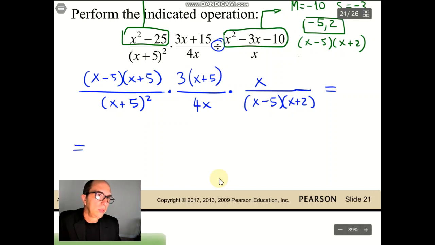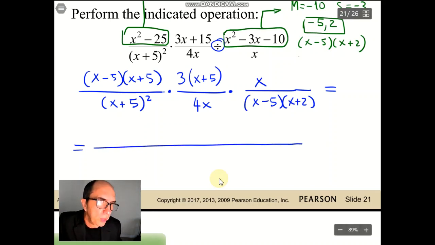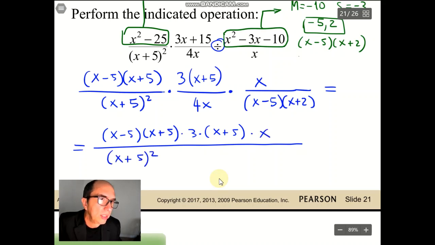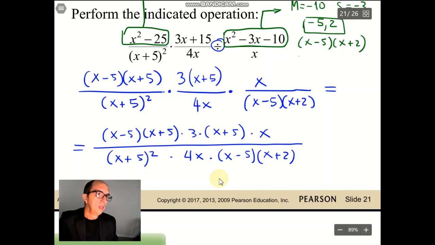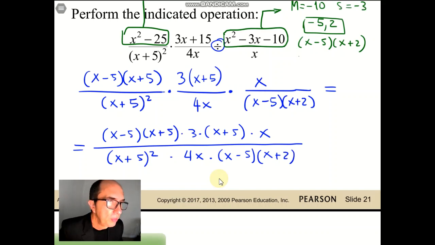So what we're going to do now, let's multiply numerators and multiply denominators, and then we simplify. Okay, x minus 5 times x plus 5 times 3 times another x plus 5 times x, over x plus 5 squared times 4x times x minus 5 times x plus 2. Wow! Simplifying now, I'm probably going to have a lot of things to simplify.